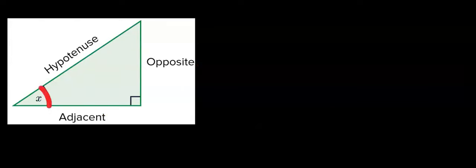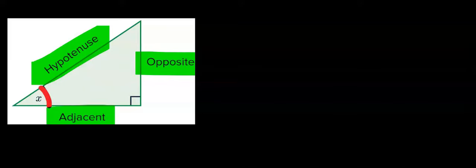Since a right-angled triangle has only 3 sides, the side facing the right angle is always known as the hypotenuse, and this is the longest side. Next, the side facing the angle is always known as the opposite, and the remaining side is always known as the adjacent.